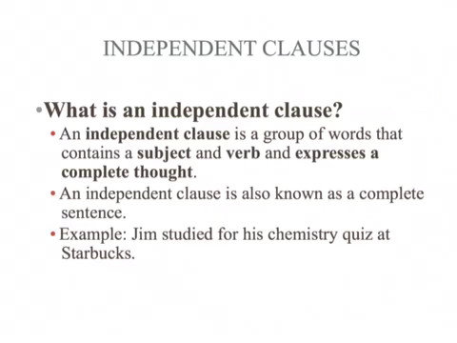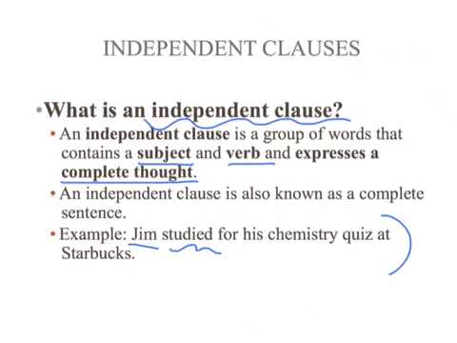Okay, so now that we know how to complete the assignment, let's look at some important terms that we need to know in order to understand how to find and fix these errors. The first term we're going to look at is an independent clause. An independent clause is a group of words that contains a subject and a verb and expresses a complete thought. So in other words, an independent clause could be called a complete sentence because it can stand on its own. Here's an example. Jim studied for his chemistry quiz at Starbucks. We have our subject, Jim, we have our verb, studied, and this is a complete thought because it could stand alone as its own sentence.